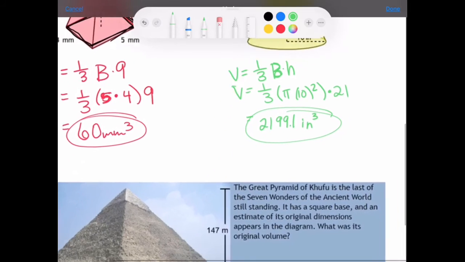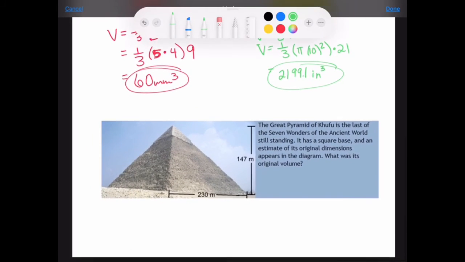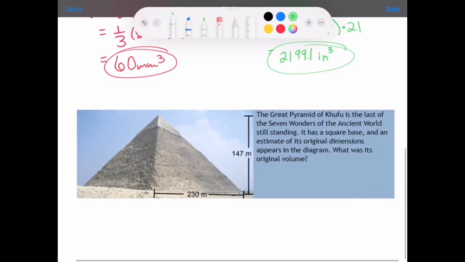Just using the formula. Okay, let's look at this next problem. The Great Pyramid of Khufu, I don't know how to say that, sorry, is the last of the 7 wonders of the ancient world still standing. It has a square base, which is important for us to know. We estimate its original dimensions appear in the diagram. What was the original volume?